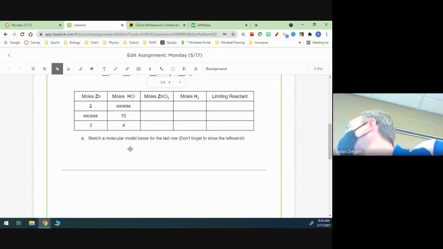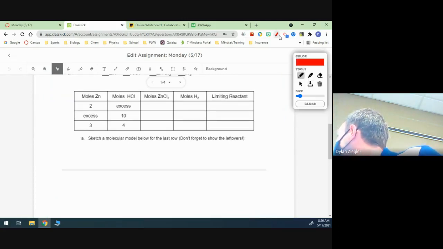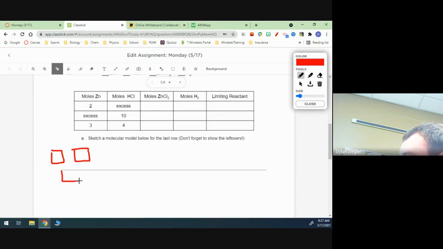What I'm looking for there is, let me do it right here. I'm looking for a picture. So if I have 3 moles of Zn, let me just say Zns are squares. I've got 3 of them, and I could even put Zn in there if I wanted to. Plus I have HCl, and I have 4 of them. An H we'll say is a circle, and a Cl we'll say is a triangle. And I have 4 of them.